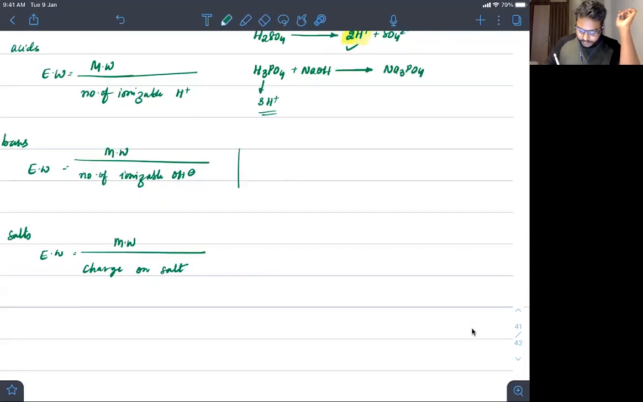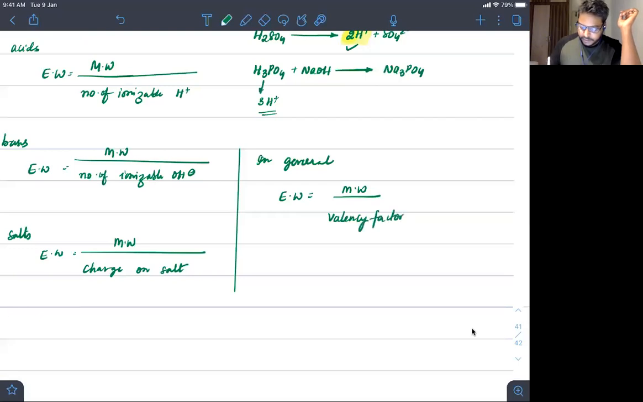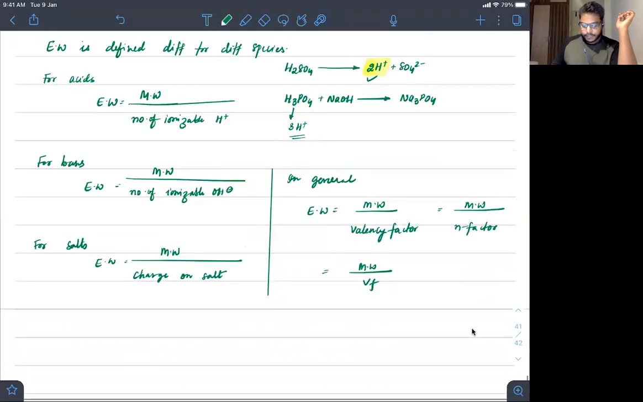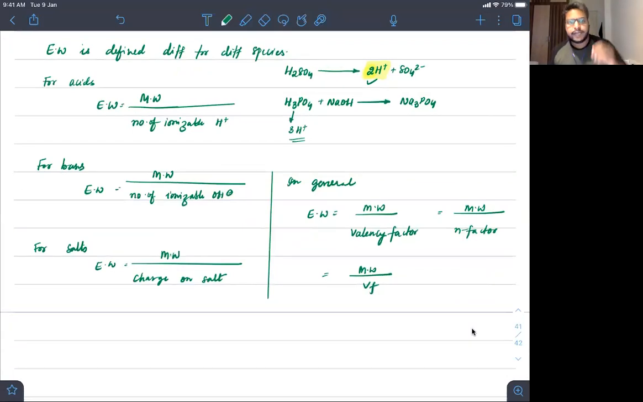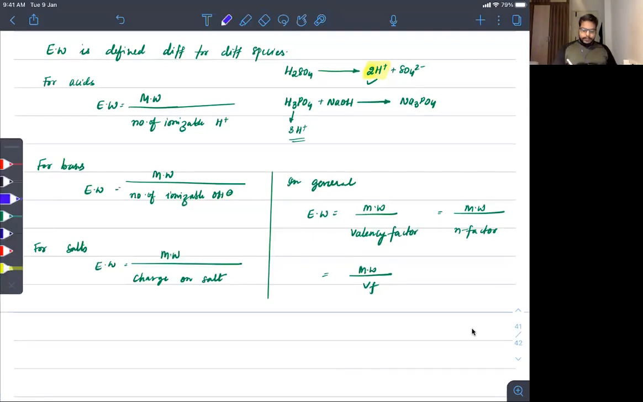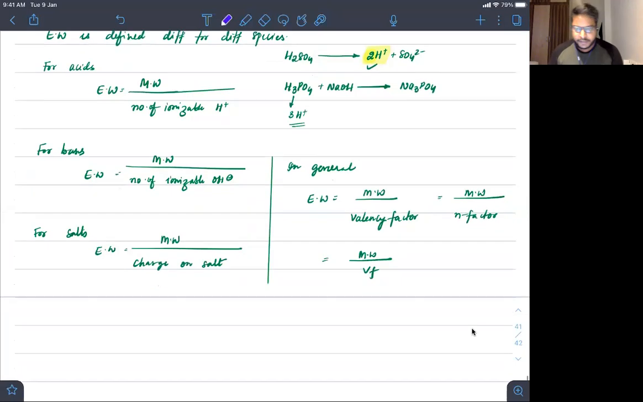So in general, whether it is acids, bases or salts, equivalent weight is equal to molecular weight divided by a value, and that value is called the valency factor, or it is also termed the N factor. So I can write it as molecular weight by VF, the valency factor. Whether it is for acids, bases or salts, it has to be divided by some number. Now I'll take a few examples and explain how to calculate the equivalent weight.